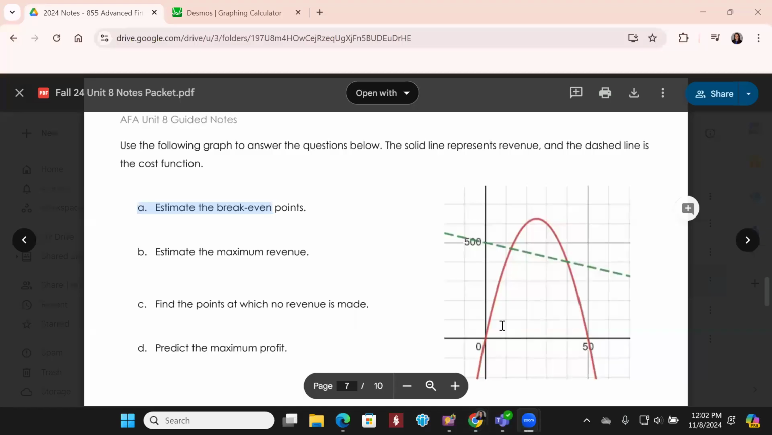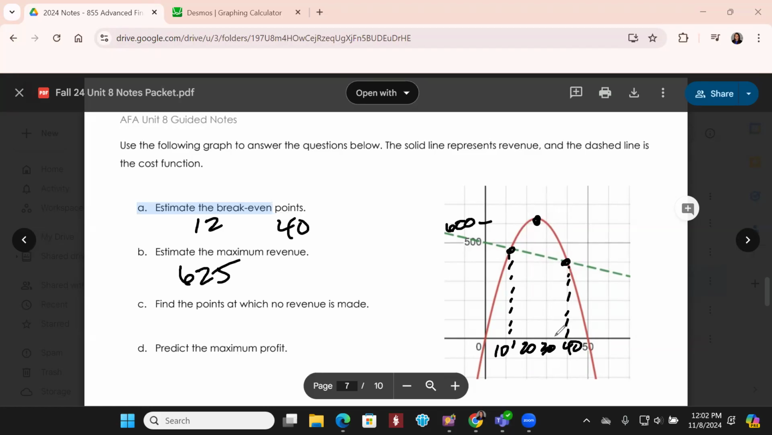We're going to estimate the break-even point. So that's going to be like here and here. This is roughly like about 12. And then the other one's about 40. If you said roughly around those numbers, that's okay. Okay. Estimate the maximum revenue. Okay, so that's going to be right in here. That's about 625-ish. Because this is going up by 100. Because this number right here is about 12. This one is on 40.